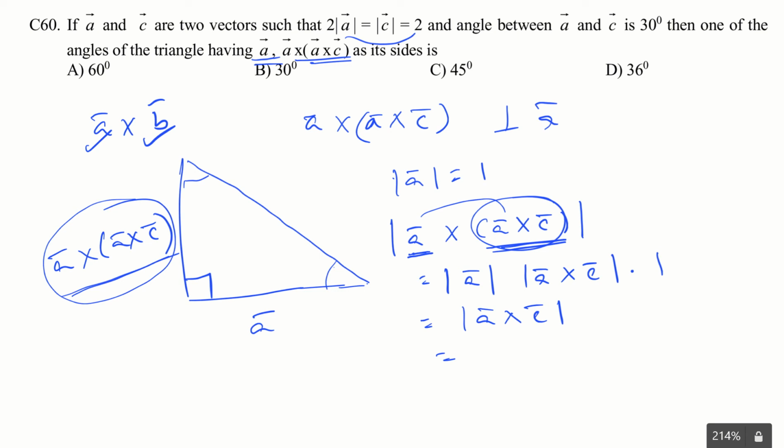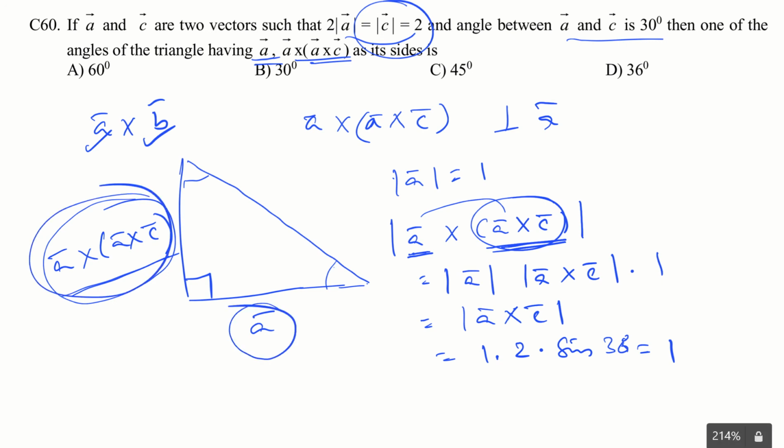Now again applying the definition of cross product, I get mod a bar, which is 1, mod c bar, he gave mod c bar equal to 2, into sine of the angle between a bar and c bar, sine theta. He gave the angle between a bar and c bar as 30 degrees. So this will be sine 30 degrees. So you can see that ultimately I am getting it as 1. So this length is 1, this length is 1. That means the triangle became an isosceles triangle. Already this angle is 90, which means each of these angles is 45 degrees. So you got your answer. Let's go to the next problem.